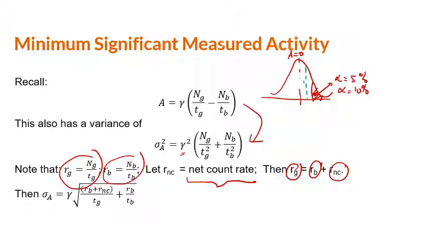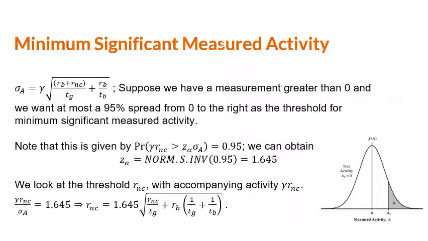So sigma equals gamma square root of RB plus RNC over TG plus RB over TB. So continuing, so this is our standard deviation. Suppose we have a measurement greater than 0 and we want at most a 95% spread from 0 to the right as the threshold for your minimum significant activity. So ibig sabihin yan, ito yung 95% natin na area, kasi ito is yung alpha, which is, let's say, set it to 5%.